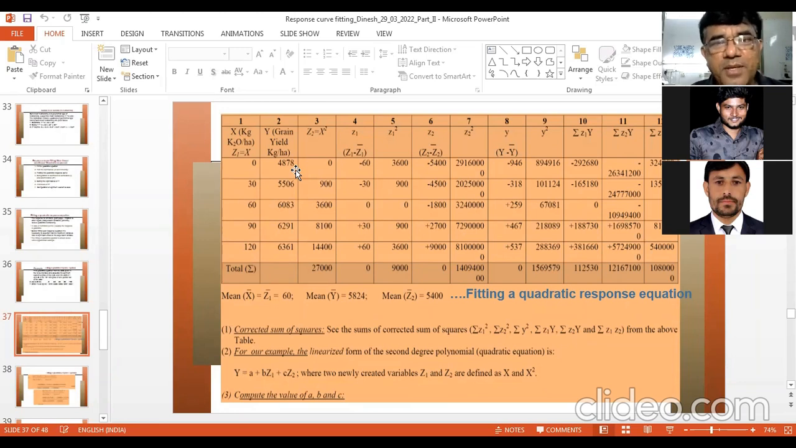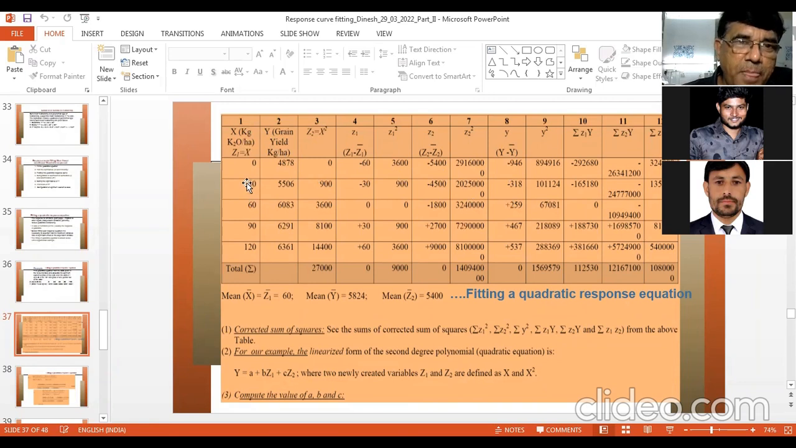Corrected sum of squares can be calculated. Beyond this, I do not know. I do not have knowledge of how and why it was done. But I can say that if you want to calculate the values of a, b, c, you need to convert this x into Z1. You need to consider x is equal to capital Z1 and x square is equal to capital Z2. Now you see how to compute the different sums of squares.